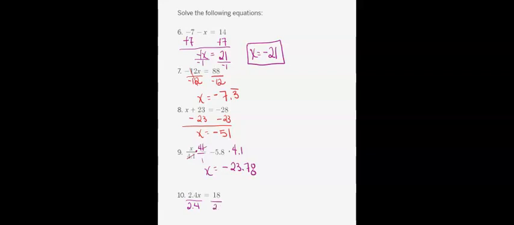And then the last one, this is 2.4 times x, so to undo it, I divide. The same thing as multiplying by the reciprocal. These cancel, I do the same thing to both sides, and I'm left with x equals 18 divided by 2.4, which is 7.5.